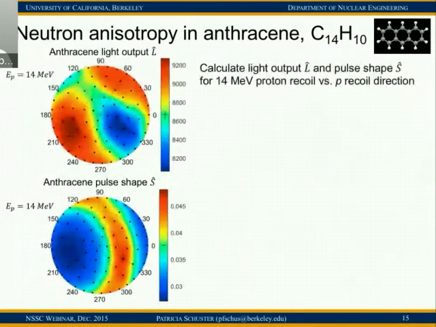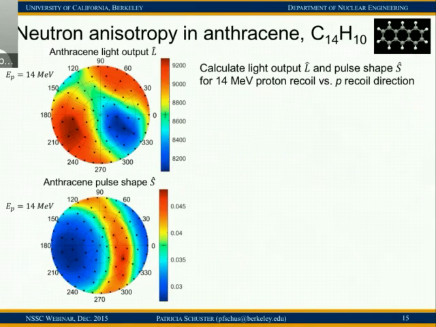These are the same plots I was just describing. The top plot is the light output measured at all these different proton recoil directions in the material. And the bottom plot is the pulse shape for those same measurements. So what you're seeing here is that as the proton recoil changes direction in the material, or as you measure proton recoils at different directions, I should say, the light output varies, starting at 8100 and going up to 9200, which is a significant change.